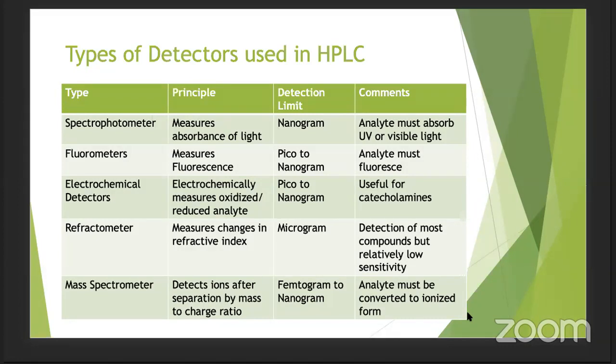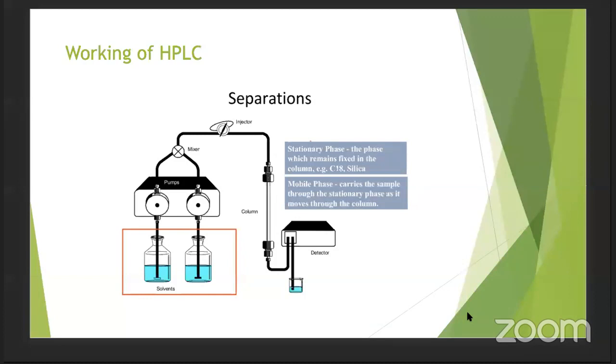So it basically detects ions after separation by mass to charge ratio. The range of detection is in femtograms to nanograms. It's very, very sensitive. And here, what is required is that the analyte must be converted into an ionized form. Now, let's see a little bit about the working of HPLC as a whole.